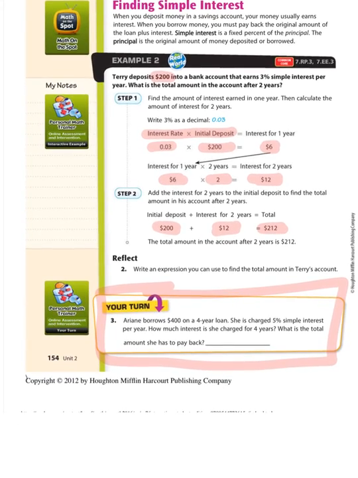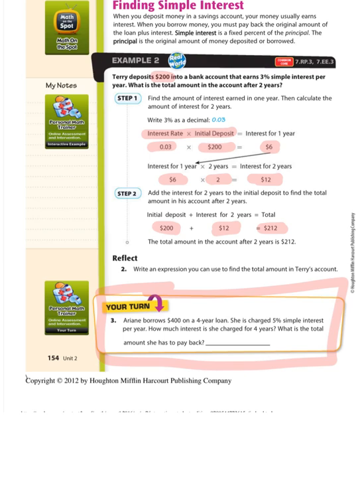Okay, so this time she's charged. She's not earning simple interest. It's going to be negative because she's charged interest, so it's subtracted from her account. Okay, so she borrows $400 on a 4-year loan. She's charged 5%. Which means we're going to find 5% of $400.